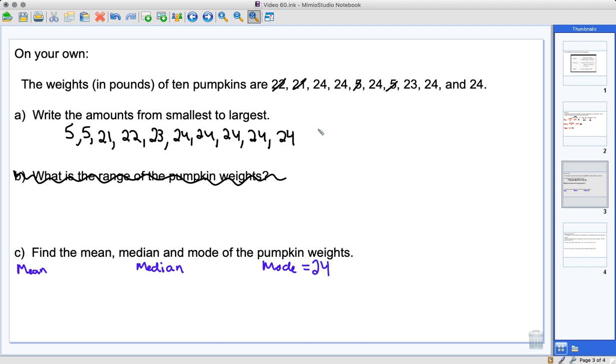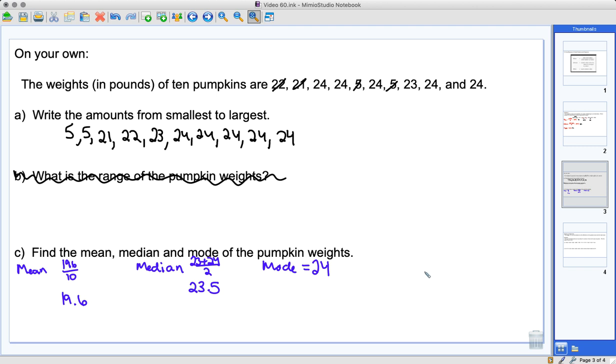Median, so if you cross off those, it is going to be 23 plus 24 divided by 2, which is 23.5. And then for the mean, we add them all together again, so 5 plus 5, and so on. You get 196 divided by 10, which is 19.6.